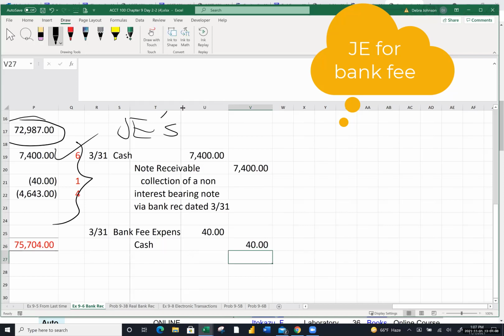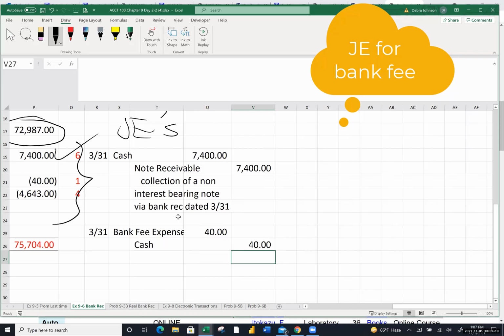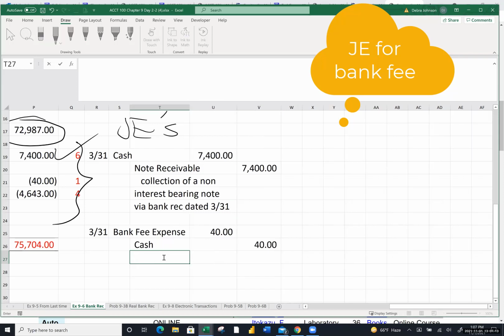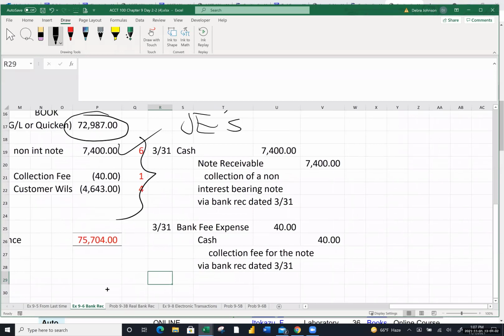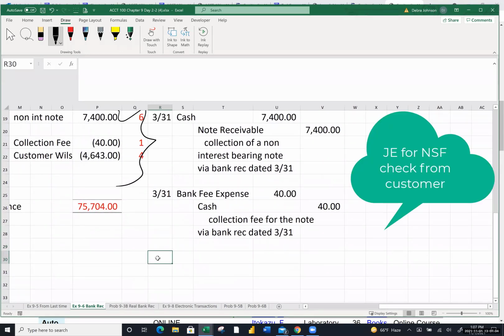And again, this is the company's money. Keep a really good record of what that is being spent on. This was a collection fee for the note. So there's my description on that one. And then that last one was an NSF check. If somebody bounces a check to you, that means they owe you the money. So I'm going to put accounts receivable. I think it was Wilson Construction Company.